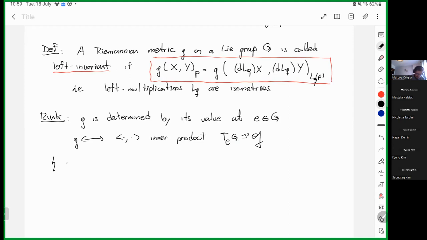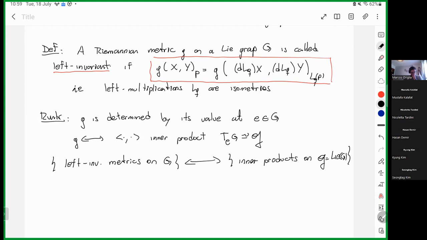So what I'm trying to say here is that left invariant metrics in our group correspond with inner products on its Lie algebra. So that's the first step. We will study not any metric in our group, but just the left invariant ones. Anytime we have a left invariant metric, we can induce an inner product in our Lie algebra, and the other way around. Starting from an inner product in your Lie algebra, you can construct by this definition a left invariant metric in your group.